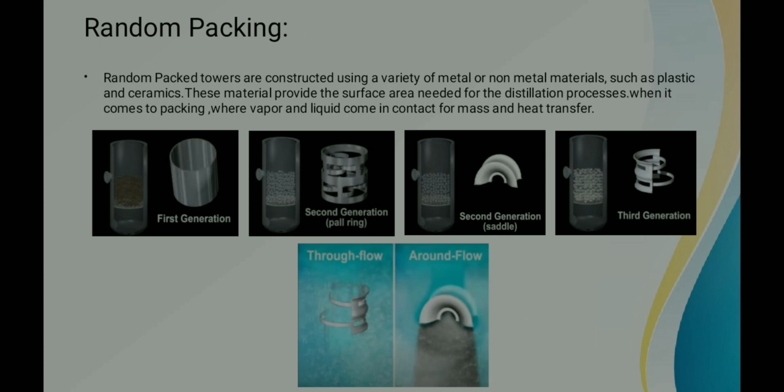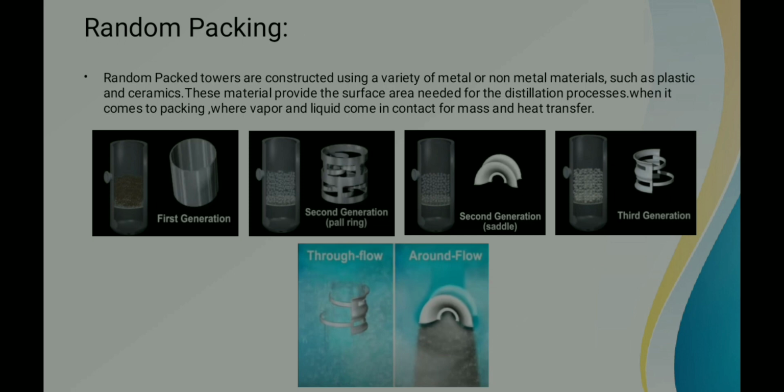Random packing towers are constructed using a variety of metals and non-metals such as steel, ceramic, plastic, etc. These materials provide the surface area needed for the distillation process. In the packing, vapor and liquid come in contact for mass and heat transfer. Random packing has evolved since the earliest days of commercial packing, which was initially extremely non-uniform, and it has three generations of packings.